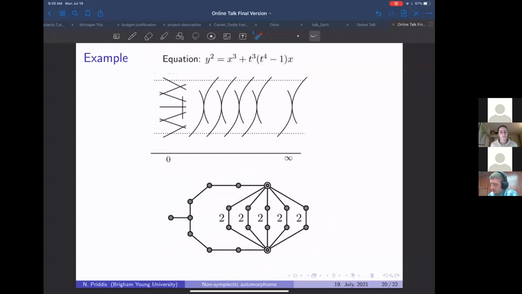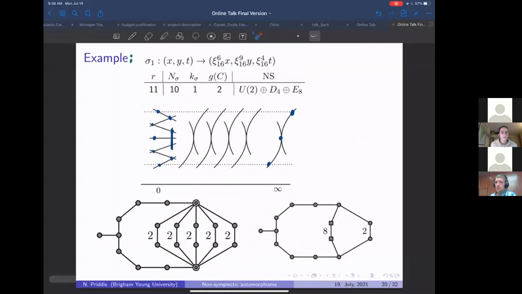Anyway, hopefully it's clear. Like this curve right here is this node. This curve right here is this one. You see this one right here is this one because it intersects those three, which are those three. Okay, so this is how you do it. And this 2 here I put on an edge because this is a double intersection. So I built this lattice here and turned it into a graph.